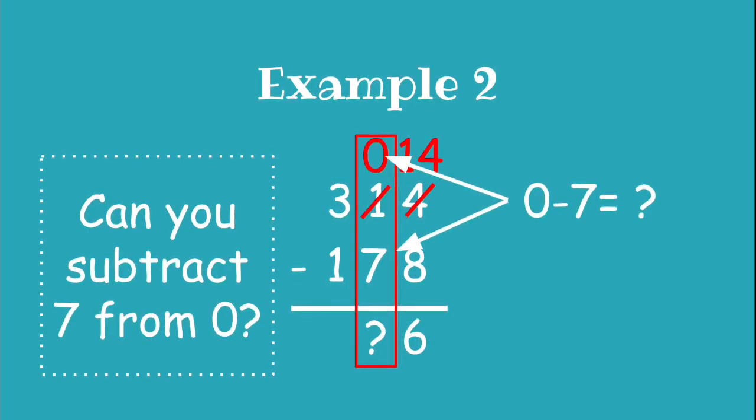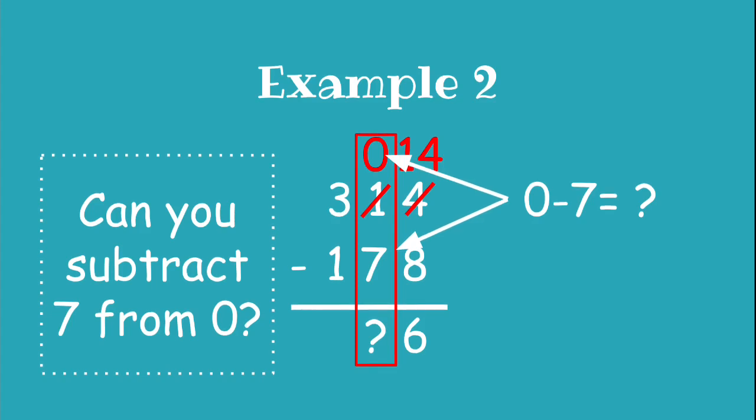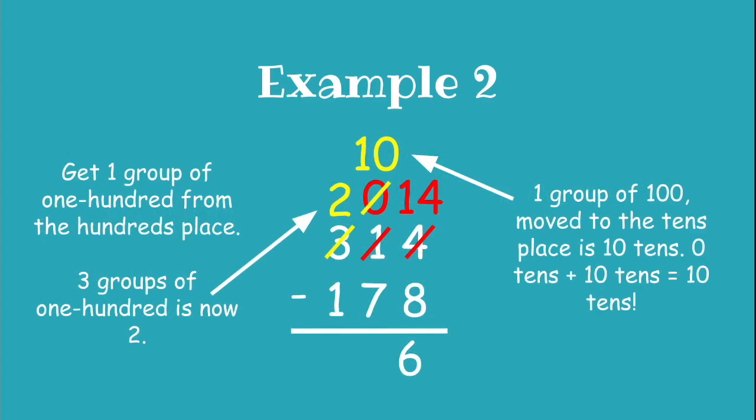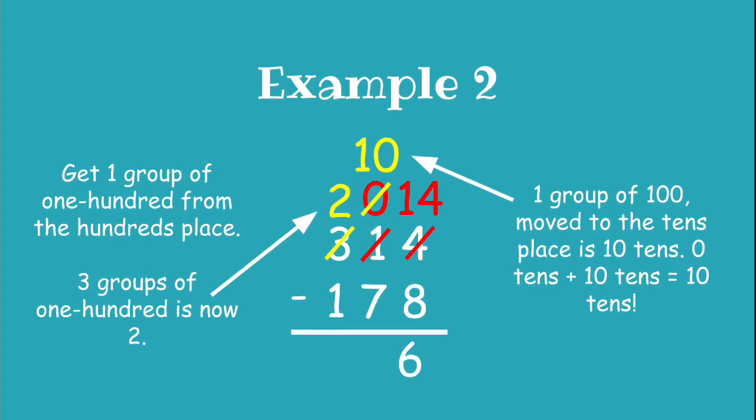Let's move on to the tens place. 0 minus 7. Uh-oh, 7's greater than 0, which means there's more on the floor. Let's go next door and get 10 more. At first, this might look a little scary, but don't worry, the steps are exactly the same. There's 3 groups of 100 in the hundreds place. We're going to move that group of 100 to the tens place.